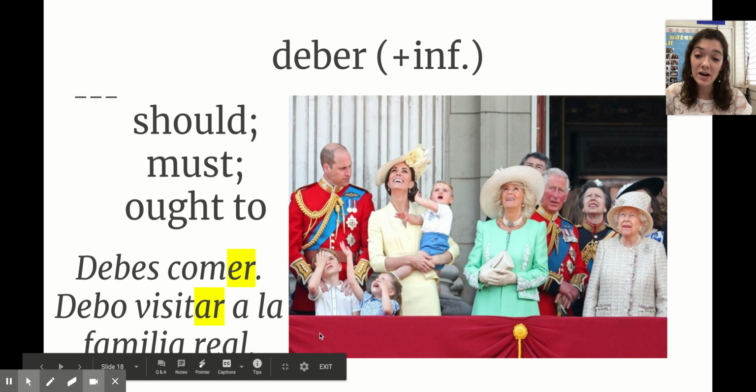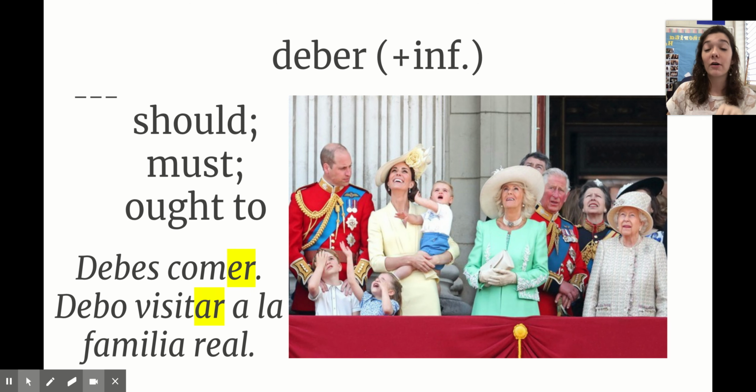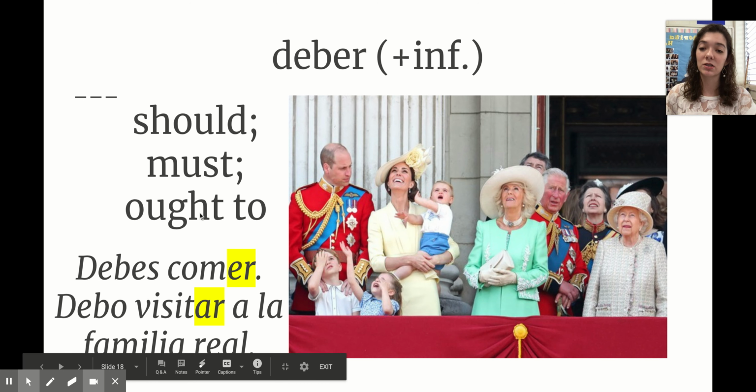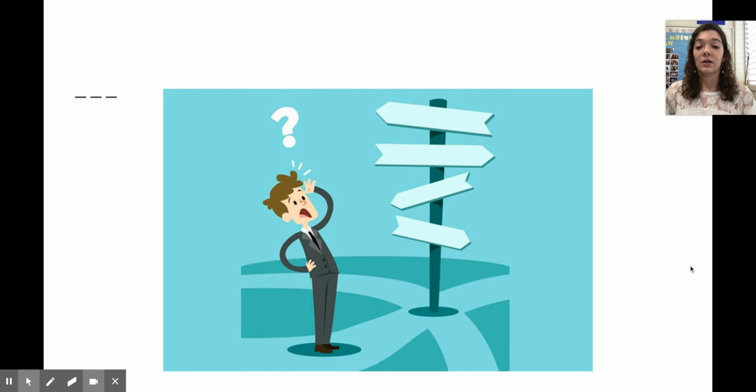Debo visitar a la familia real. I should, must, ought to visit the royal family. La familia real. A la familia real. I should, I must, I ought to visit. Okay, that's what I mean by plus infinitive. But deber, chicos, deber. Should, must, ought to. Say it with British accents. Should, must, ought to. All right, moving on.